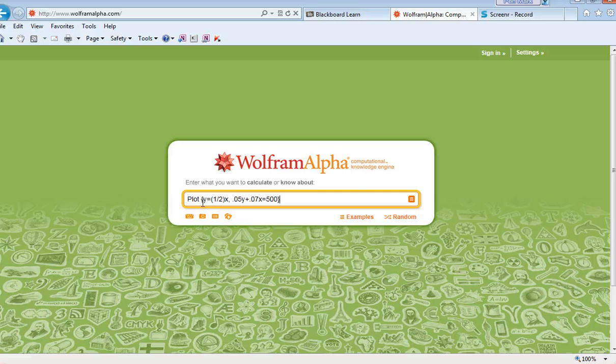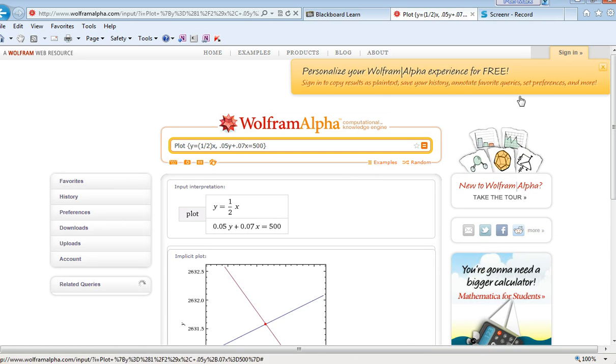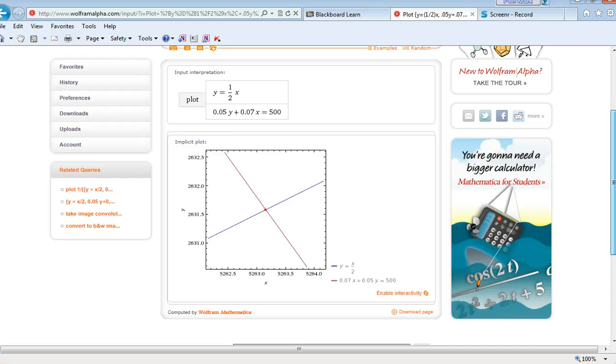Close that, and I'm not going to specify any domains or ranges for it. I'm just going to see what it shows me, and there you go. There it shows the solution. The point of intersection is the set of values that satisfies both equations. In this case, the 2631 and the 5263 that we found.